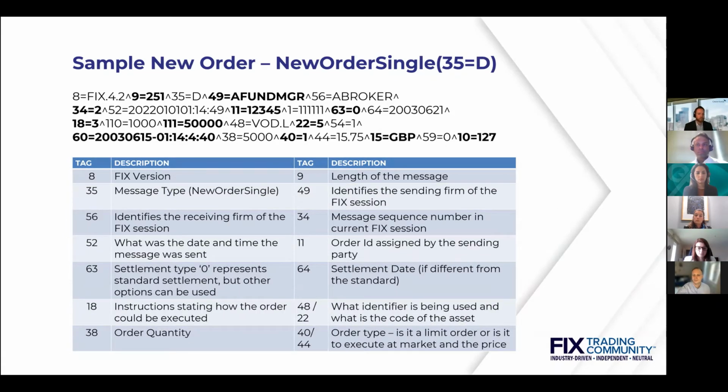As well as other technical fields, there will be order economics, such as tag 38, which tells you the order quantity, and tags 40 and 44, the order type and price, which will tell you whether it's a limit order and therefore the limit price, or whether to execute at the market price.